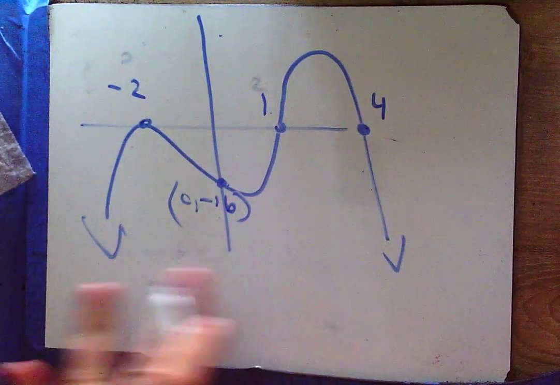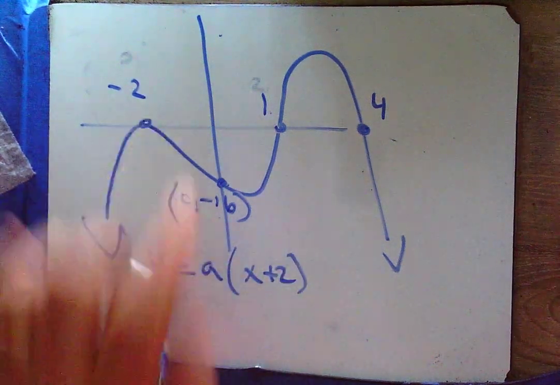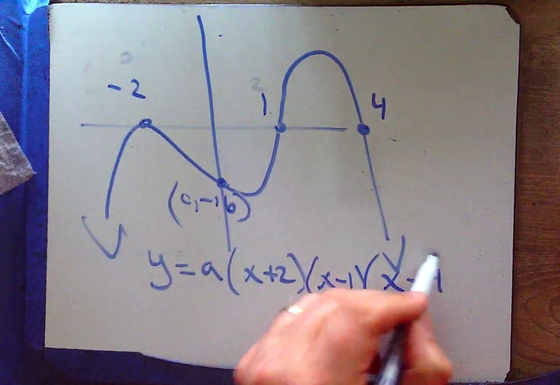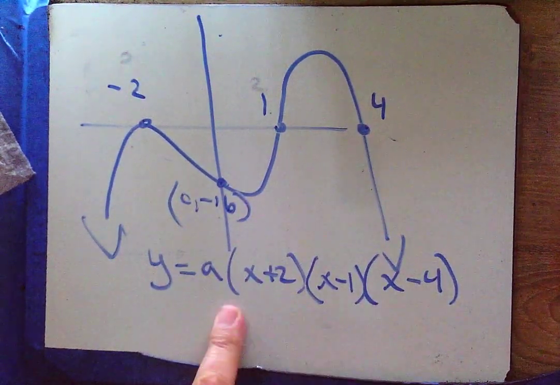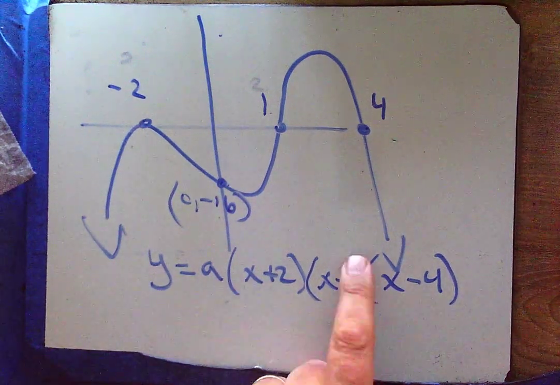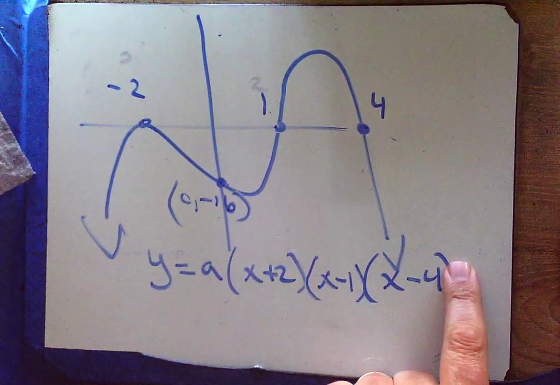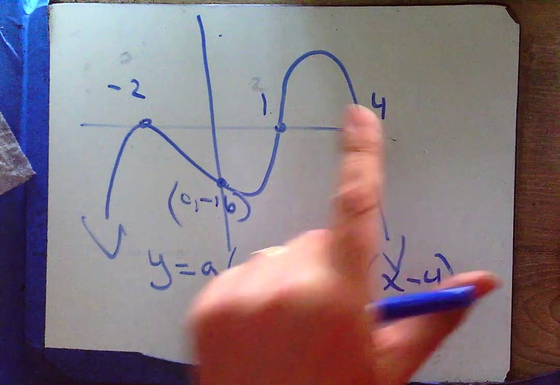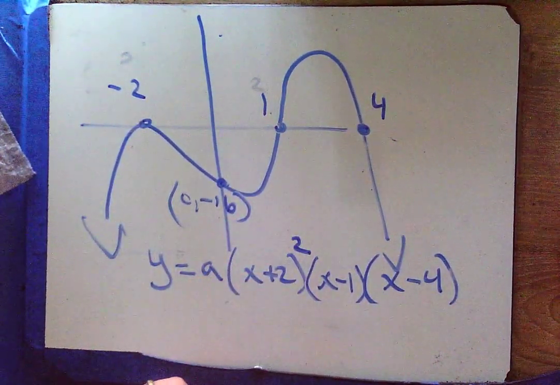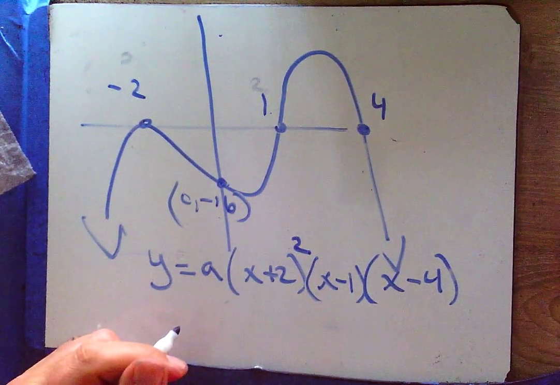Did you start off with y equals a, x plus 2, x minus 1, x minus 4? That's great, but that's only a third degree polynomial. We need a fourth degree polynomial. Do I make this one squared? No, there's no bounce at 1. Do I make this one squared? No, there's no bounce at 4. There is a bounce at negative 2, and so I have to put a 2 there. I need a bounce at negative 2. Am I done? Not done yet.